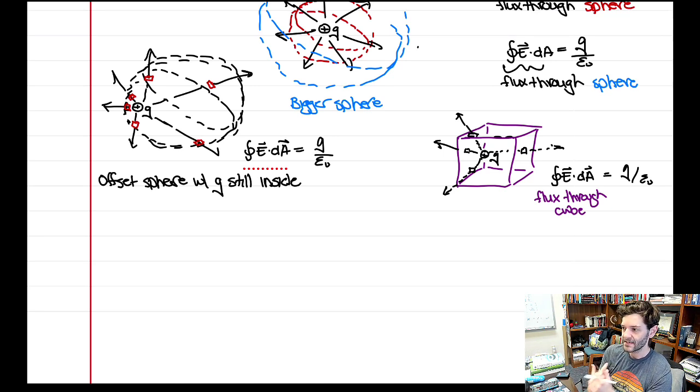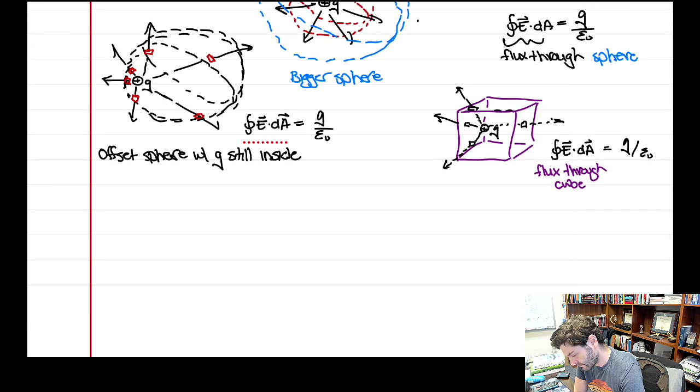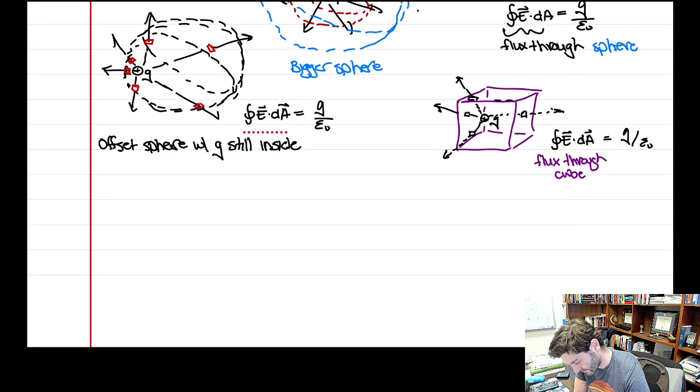Because again, I'm connecting something that can be very complex mathematically, dot products of vectors and integrals over it, to something that is countable, you know, counting charges. And notice that I didn't really have to specify anything about where the charges were inside. As long as they're inside, that's all I really need to say. Then another example, then I'll move on.